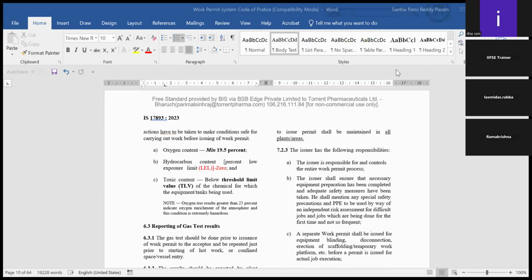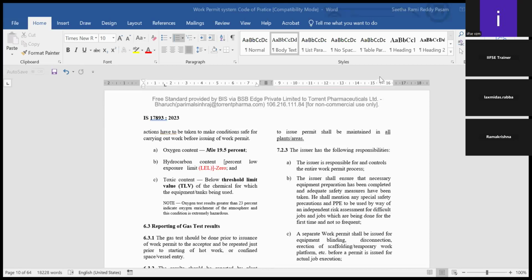Sir, at that time H2S and CO are also checked. Yes, CO, carbon monoxide, and hydrogen sulfide, H2S. Sir, both are at 0 ppm. LEL is also taken, 0%, sir. Lower explosive limit is 0%. Oxygen minimum is 19.5 percent. Yes, oxygen is 19.5 to 23 percent.